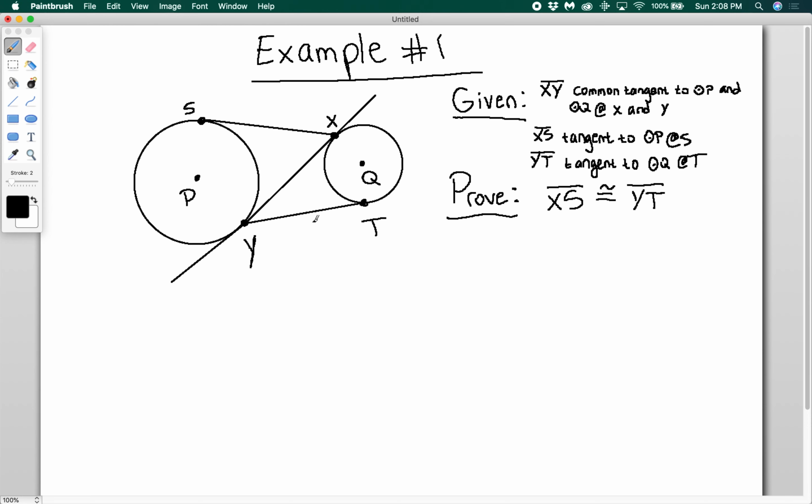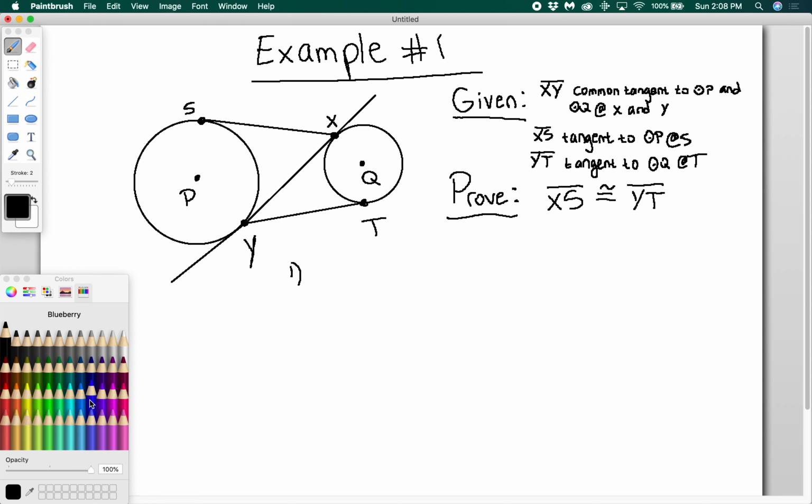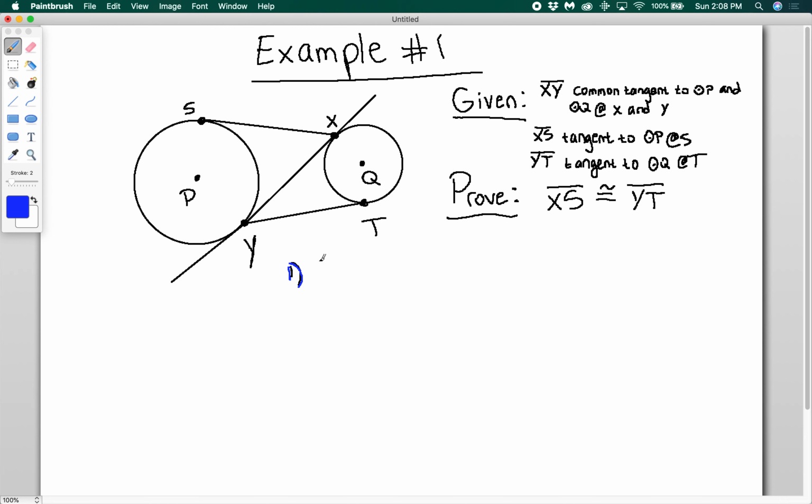So we want to prove stuff, so we're going to do a 2-column proof. I'm going to set this up just by starting to list things that I know, right, that are given to me. I should switch colors. Let's do blueberry. Okay, 1. So first I know that line segment XS is tangent to circle P. And I also know that line segment YT is tangent to circle Q.